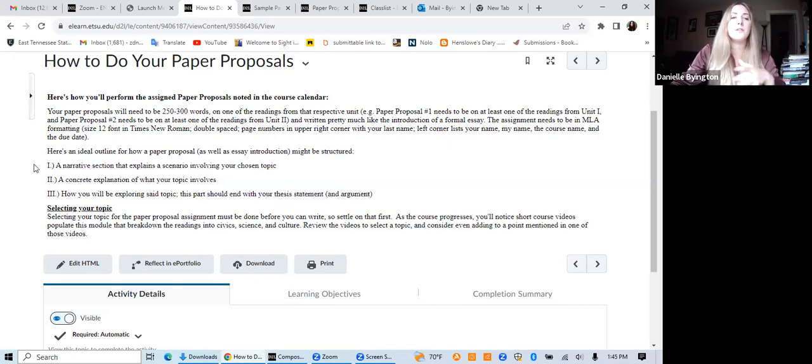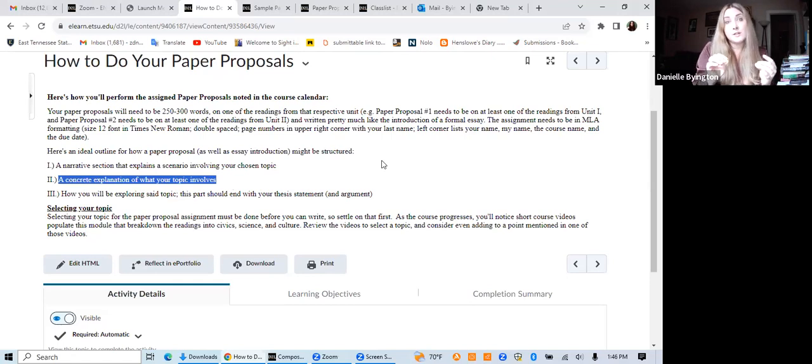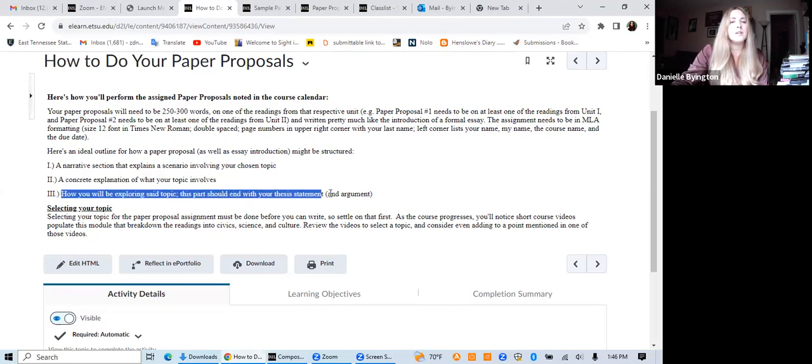Now, the first section of a paper proposal, or if it's easier for you to think of it that way, as an introduction to a paper, we often have a sort of narrative section. And that's where maybe you are connecting it to something personal or to something in real life, like current events. And you're using it as an example. You then connect that to the topic itself that you are talking about. And then you talk about what your actual argument is. All of that leads into a thesis statement.